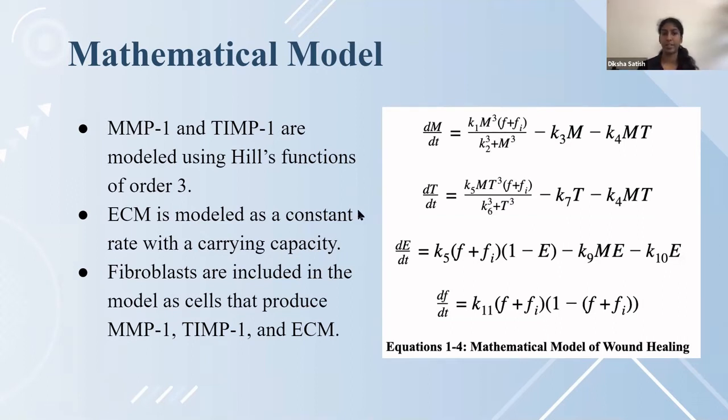So the third equation is for the ECM. And so the fibroblast production of ECM is modeled as a constant rate with a carrying capacity. In addition, the ECM degradation from MMPs and the natural decay of ECM are also represented as constant rates. And so fibroblasts are included in this model as cells that produce MMP1, TIMP1, and ECM. They are represented using logistic growth with carrying capacity. The cell death rate is also modeled here as a constant rate. And so that's the last equation.